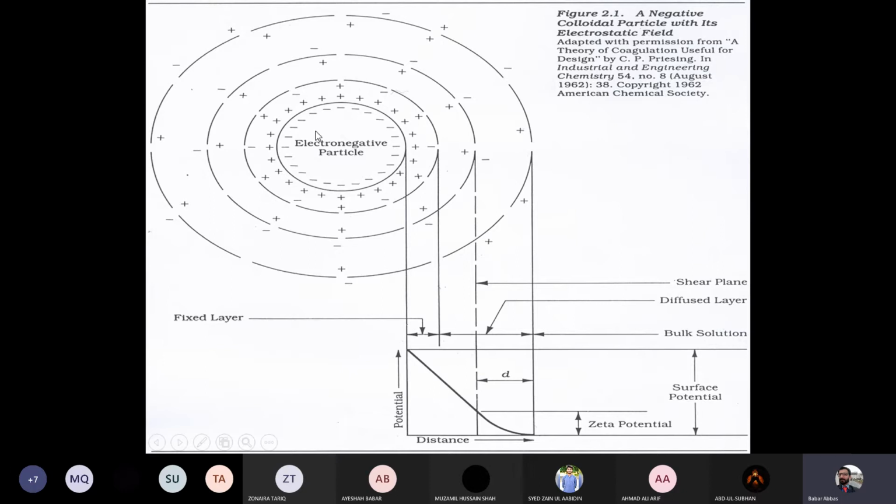For example, this was the original suspended particle, which was negatively charged, and then we have some positive attraction from the coagulant, and similarly it has made a large number of molecules attach to each other. If we look at the description: a negative colloidal particle with its electrostatic field, adapted with permission from a theory of coagulation useful for design by C. P. Priesing in Industrial and Engineering Chemistry.